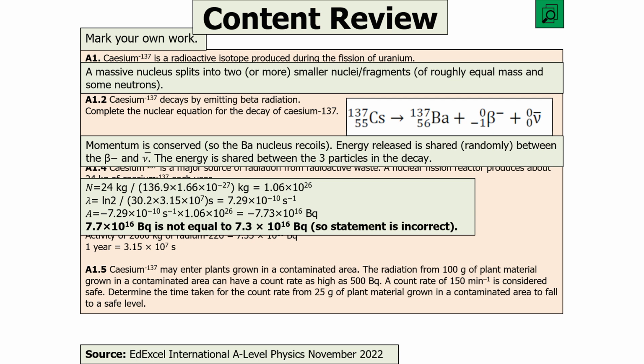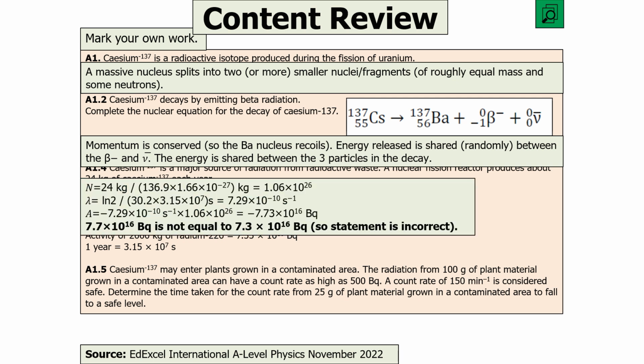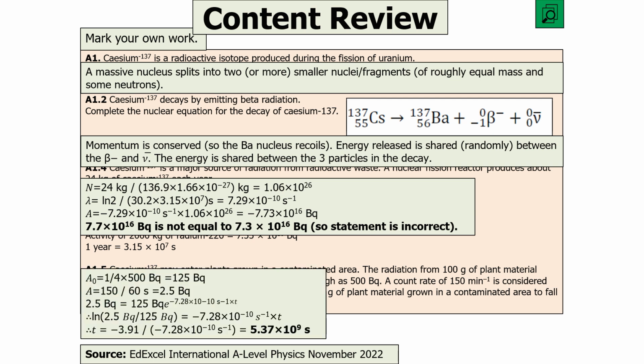That value, 7.7, is not equal to 7.3 times 10 to the 16, the value given previously in the question, as you can see here, the activity of radium. So in the comparison, the statement is incorrect. Now in this next one, we know that A0, when it has 25 grams instead of 100 grams, is just going to quarter. So therefore, instead of 500 becquerels as your count rate, it's 125.